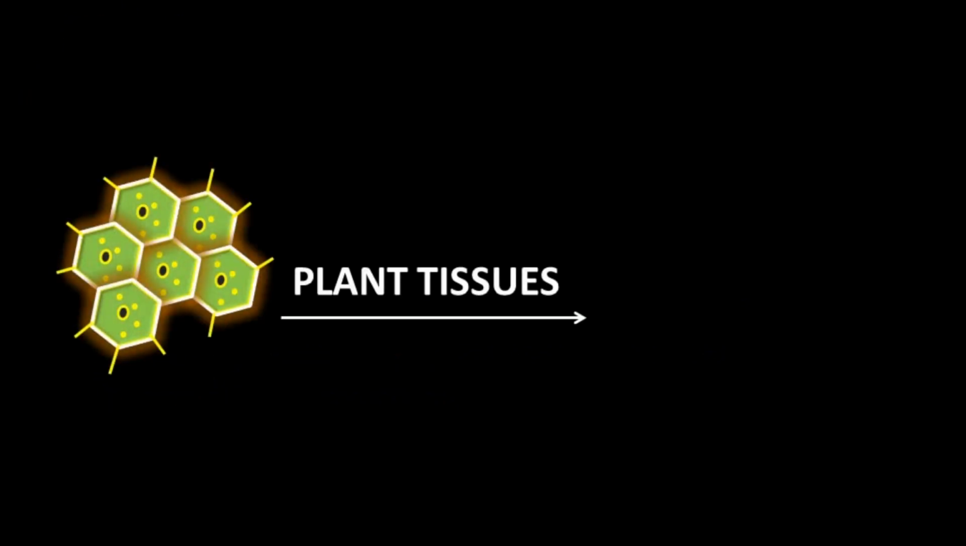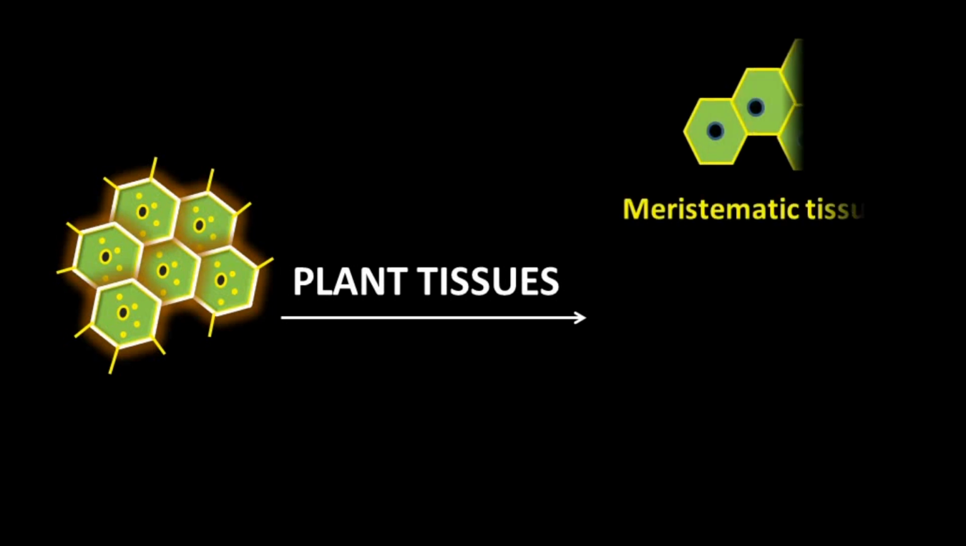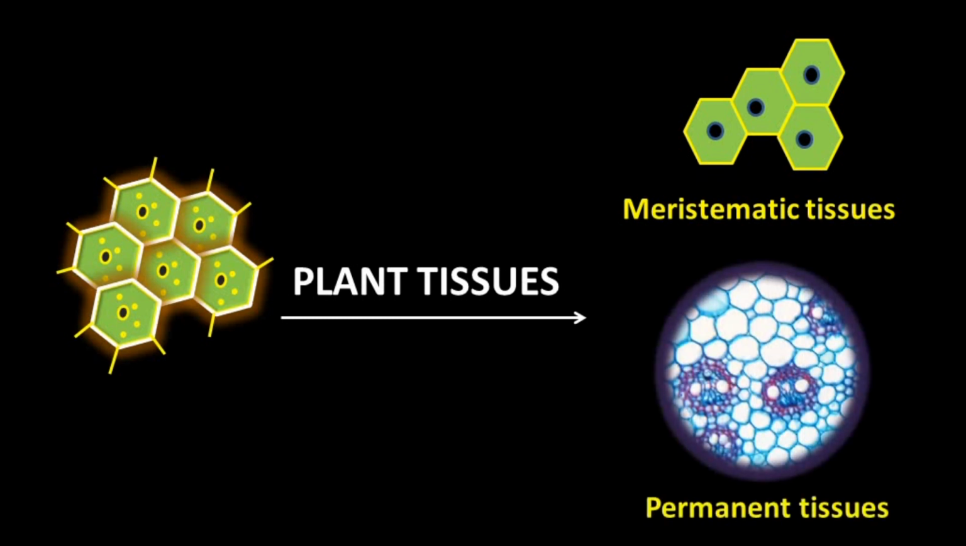प्लांट टिश्यूज may be classified into two broad groups. One, meristematic tissue, another permanent tissue. Plant tissues are mainly divided into two groups, meristematic tissue and permanent tissue.